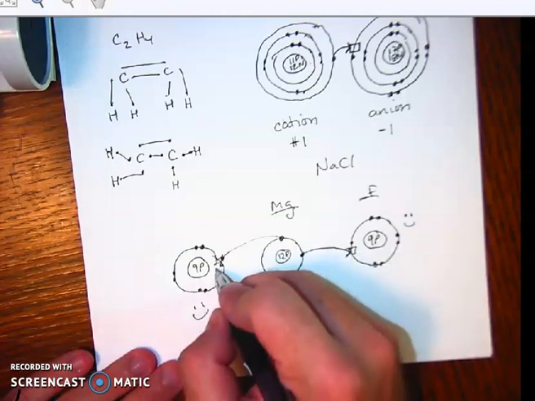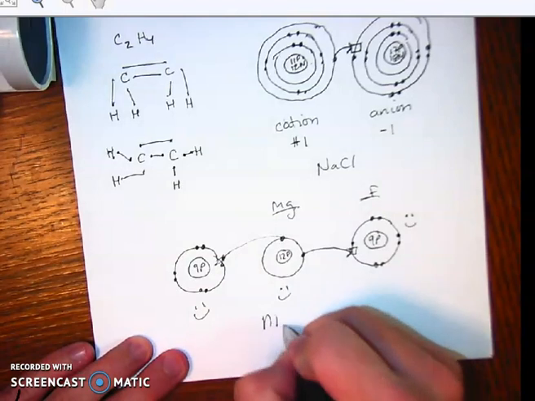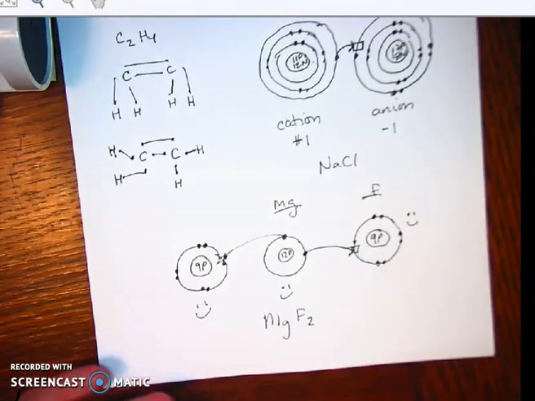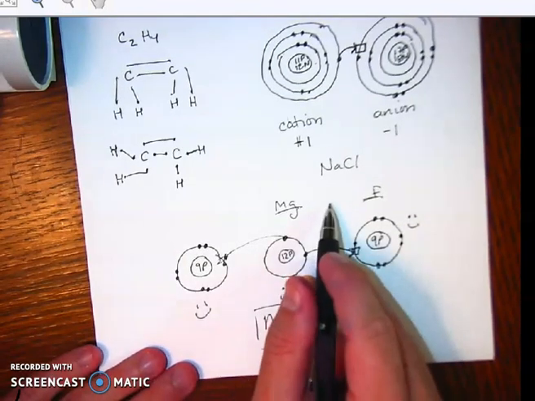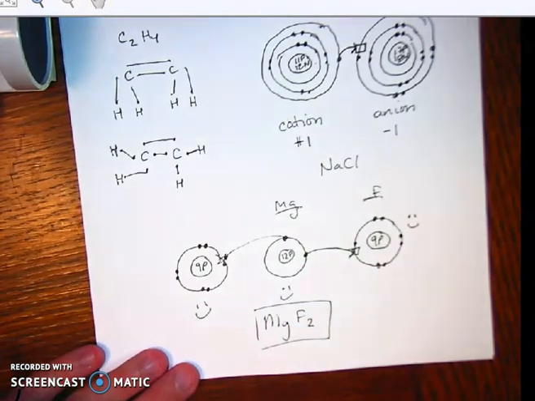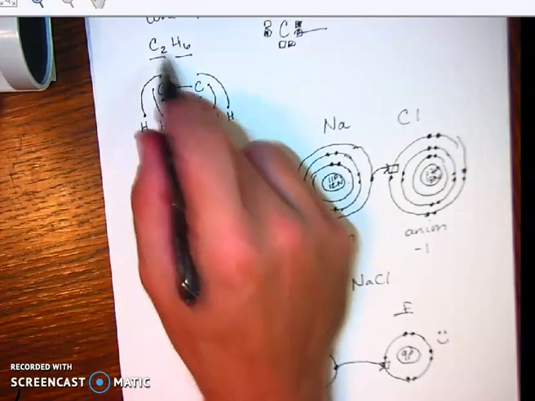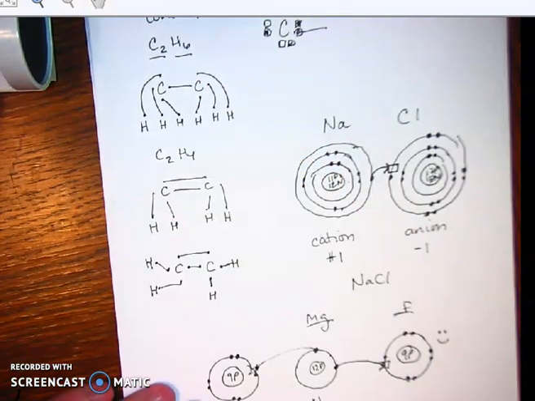Outer shell is depleted. Outer shell is filled. Outer shell is filled. So this is how I know that the formula for magnesium and fluorine together is going to be Mg1F2. That's the satisfied formula. I didn't have to give you that in the beginning. This is the only way that it will work. It is not like if I give you carbon and hydrogen. There are multiple ways to build different molecules of carbon and hydrogen, so I have to give you that.